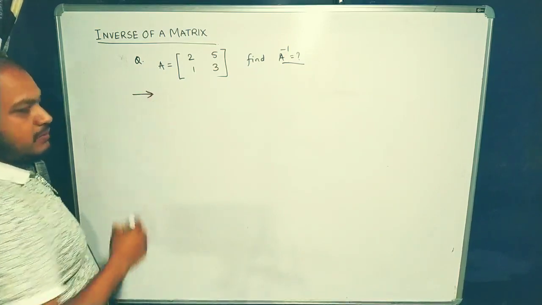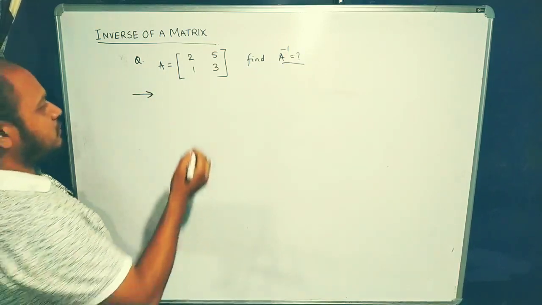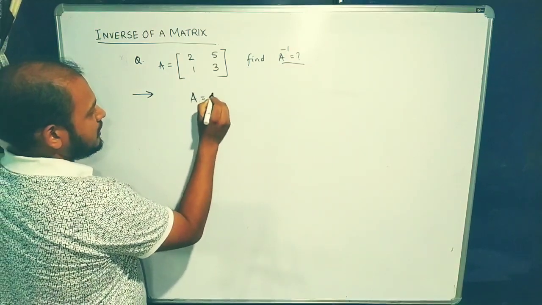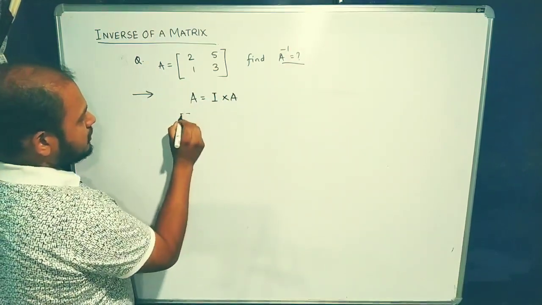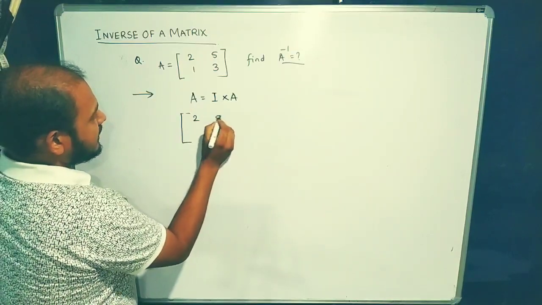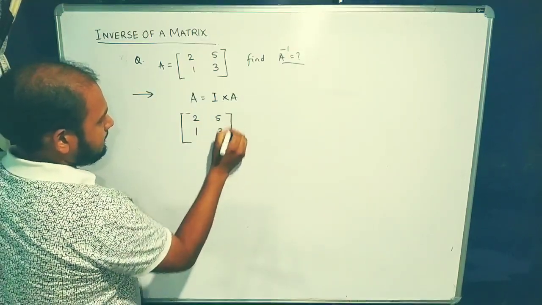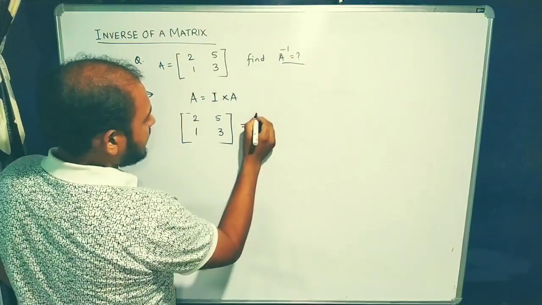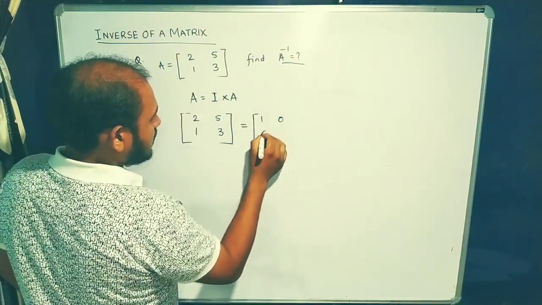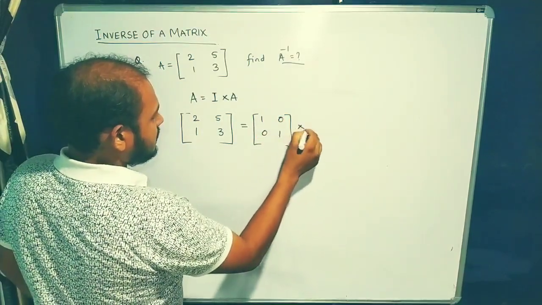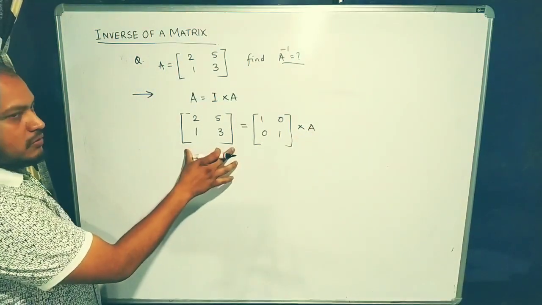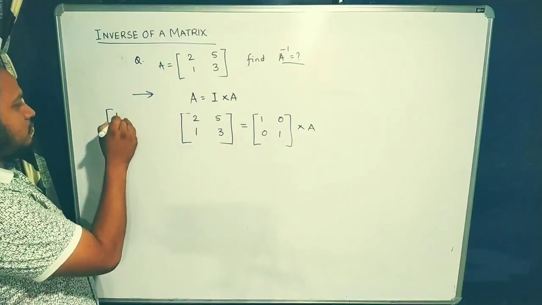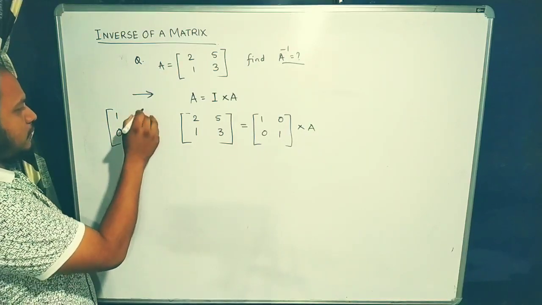So if we are using elementary row operation, the first equation that we will write is A is equal to I into A. Putting the value of A in this position, we have 2 5 1 3 is equal to, putting the value of I, we have 1 0 0 1, and then we leave A as it is. Then this left hand side should become the identity matrix of order 2, just like this.